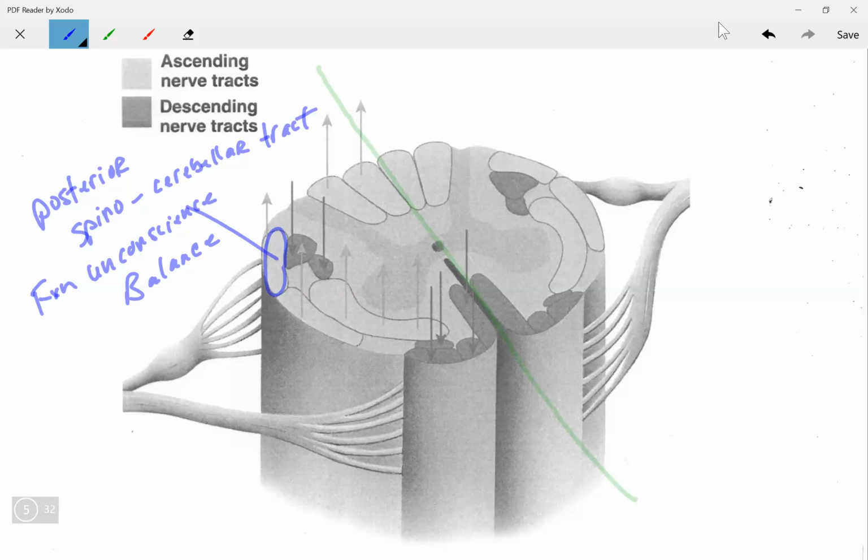You don't really think about it, like a bike ride. Been riding a bike for 15 years, you don't even think about it. You just get on the bike and you go because you have developed that posterior spinocerebellar tract very well, and the communication from body to brain is very good, and the balance and coordination that comes with it, you just do it.